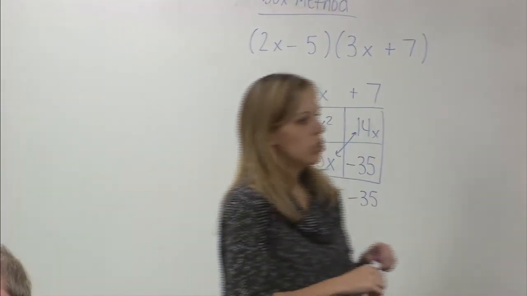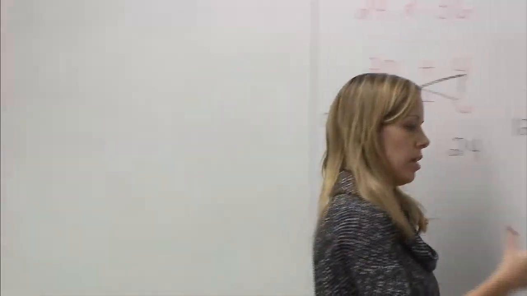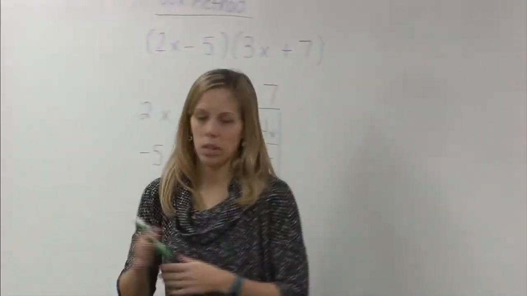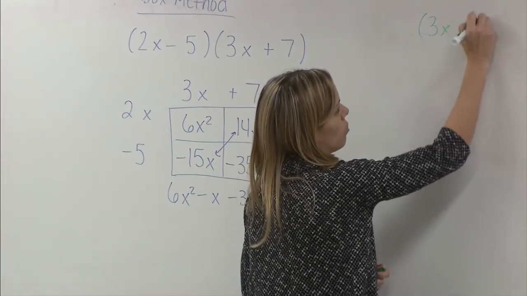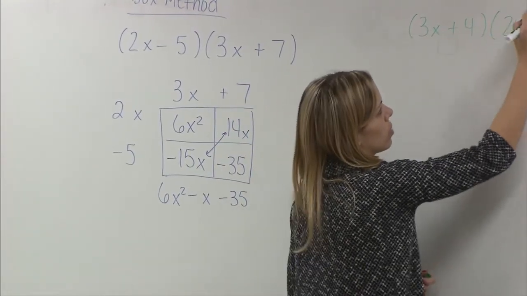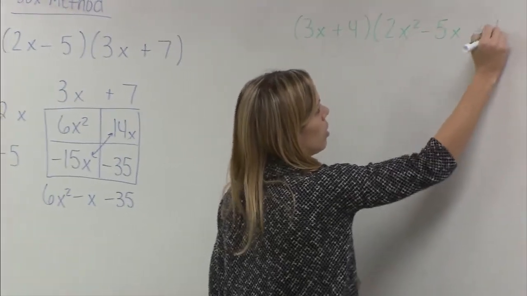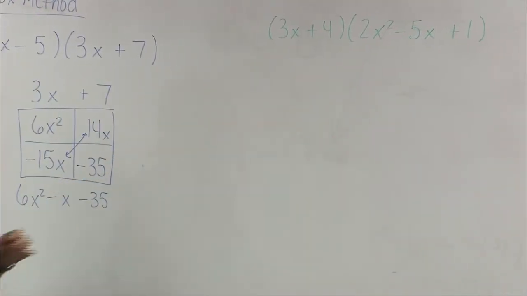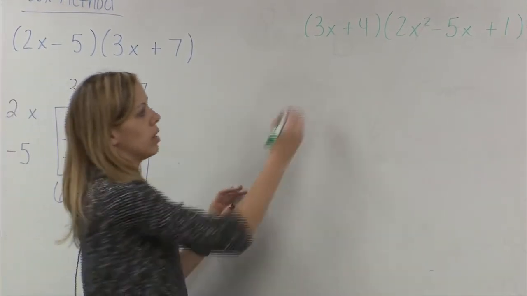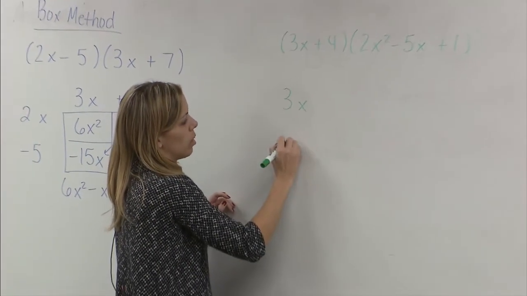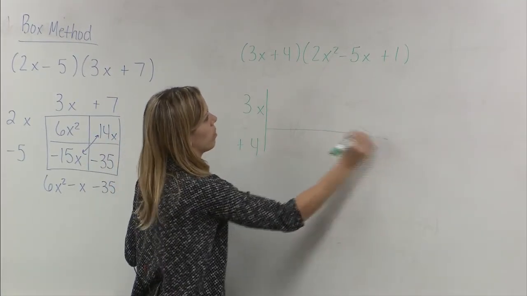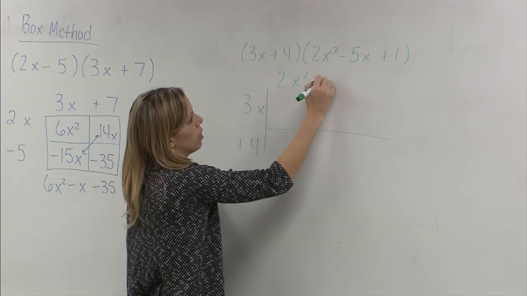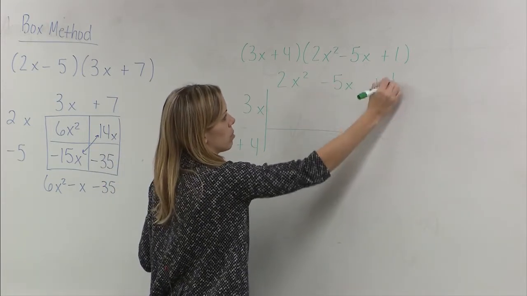And so this doesn't just work, unlike the FOIL process. When we tell students to FOIL, they can't use that with anything other than a binomial and a binomial. So if they wanted to do, let's say, 3x plus 4 times 2x squared minus 5x plus 1, we could also use the box method for this. So again, separating these out into 3x and plus 4, so we remember that it's positive. And then 2x squared minus 5x and plus 1.